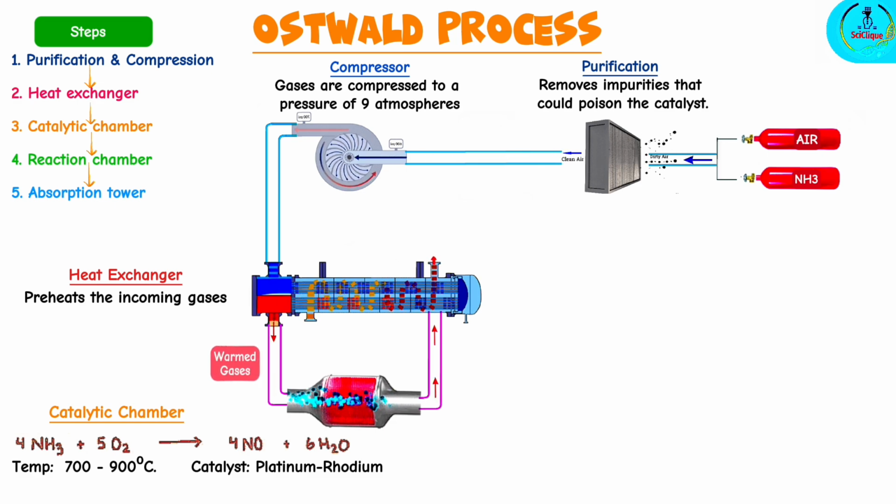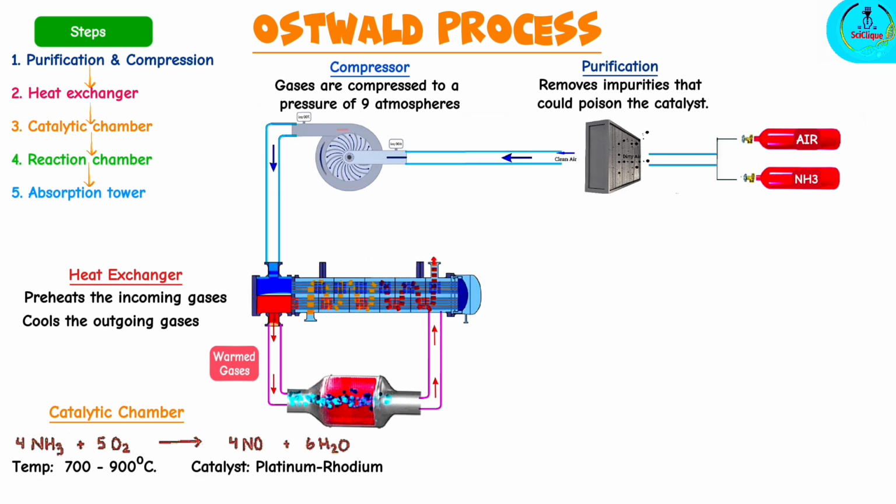So they pass through the heat exchanger on their way to the catalytic chamber. And then on their way out of the catalytic chamber, they again pass through the heat exchanger. Now, on their way back, what happens is that they are going to be cooled. How does this happen? The heat exchanger absorbs any extra heat and then uses this to warm the incoming gases.